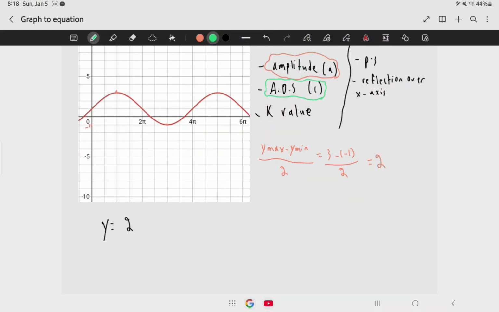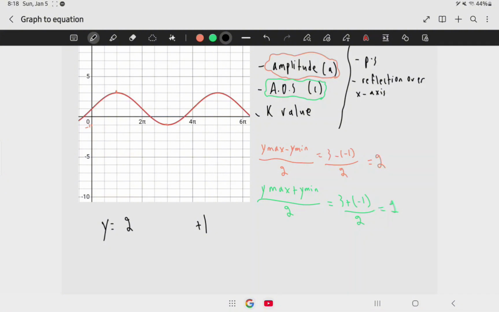So our axis of symmetry is going to be our y max plus the y min over 2, which is going to be equal to 3 plus -1 over 2, which is equal to 2 over 2, which is equal to 1. So now we know that our axis of symmetry, also known as our C value, is going to be +1 at the end.